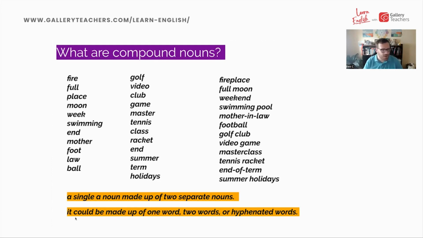So we can see that a compound noun can be made up of one word. It can be two words separately, like full moon, or it can be hyphenated, like mother-in-law, end of term.